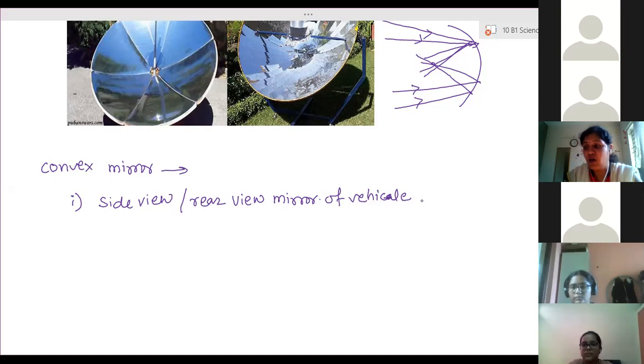It will always form an image that is virtual, erect and diminished, for all distances of the object. Wherever the object is present, you will always get a virtual, diminished, erect image. So the driver can see, whatever the distance of the vehicle behind, he can see that vehicle easily through that mirror. So he can analyze how much distance the other vehicle is behind while taking a turn or overtaking. So he will get to know what is behind.